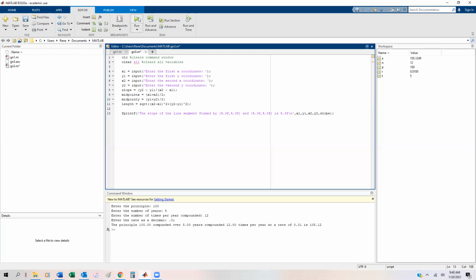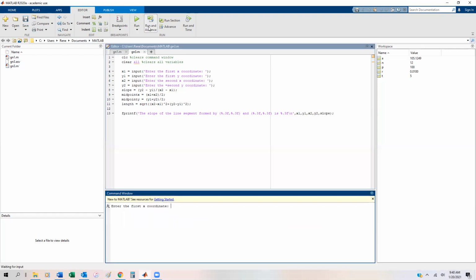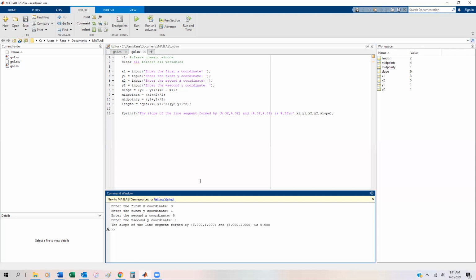All right, so I'm going to go ahead and execute this, and let's just do something really simple. Let's say 3, 1, 5, 1. And that should give us a slope of 2, right? Because we would have 4 over 2, which is 2. And so the line segment formed by 3, 1, and 5, 1 is 0. All right, so I'm not sure what happened there.